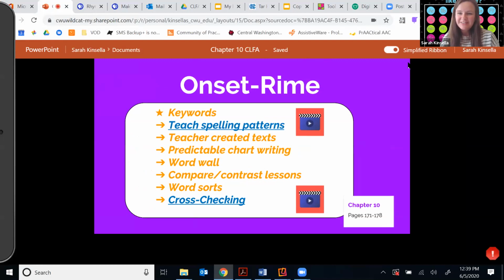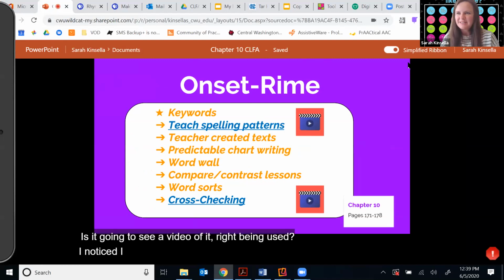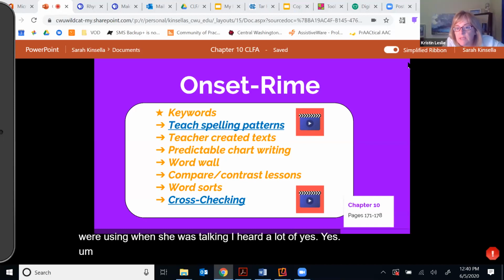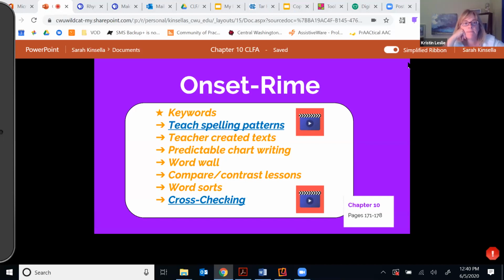It's just good to see a video of it, right, being used. I noticed most of the kids in there had a communication system they were using. When she was talking, I heard a lot of yes, yes. So it seems like the students would need a pretty high cognitive skill to be able to engage in that activity, and true, that teacher knows those students. I was thinking about needing to have something at their desk, or I was thinking about the visual component. But again, she knows her students, but there may be some different adaptations that you're doing based on that group of students of how that activity would play out.